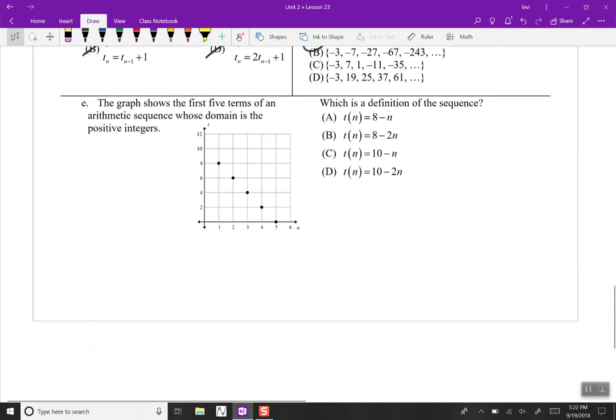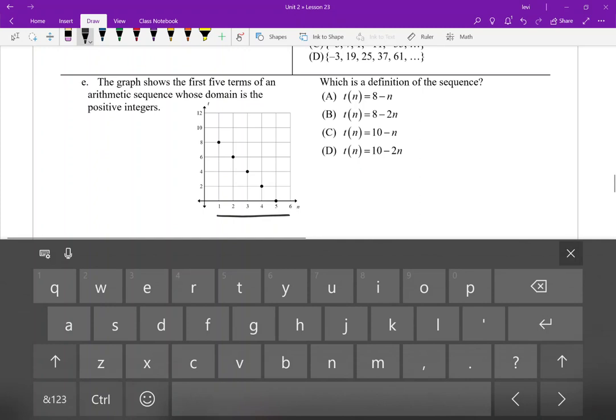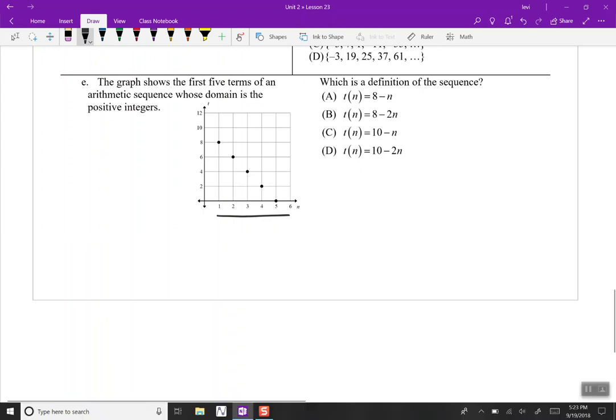The graph shows the first 5 terms of an arithmetic sequence whose domain is the positive integers, so this is our domain. Which is the definition of the sequence? So when we substitute in a 1, we should get out an 8, right? When we substitute in a 2, we should get out a 6, right? Because this is the point 2, 6, 3, 4, and so on, right?